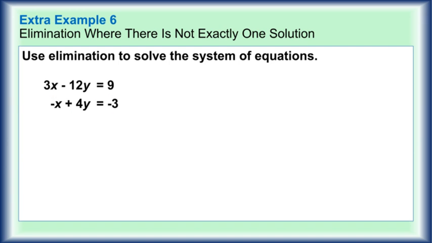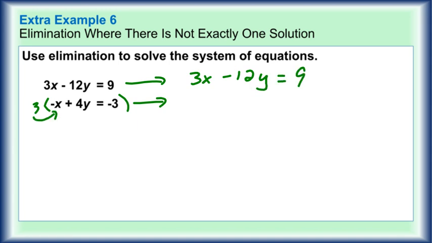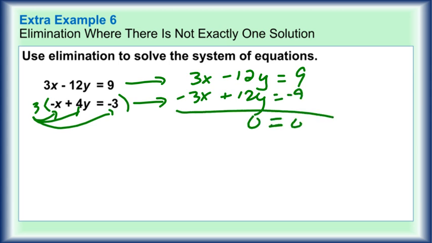And our last example here. Use elimination to solve the system here. Here I see a positive and a negative x and a positive and negative 4. This one, I'm going to eliminate the x and multiply this bottom one by 3. So right now I got 3x minus 12y equals 9. Distribute 3 would give us negative 3x plus 12y equals negative 9. This will give us 0 equaling 0.